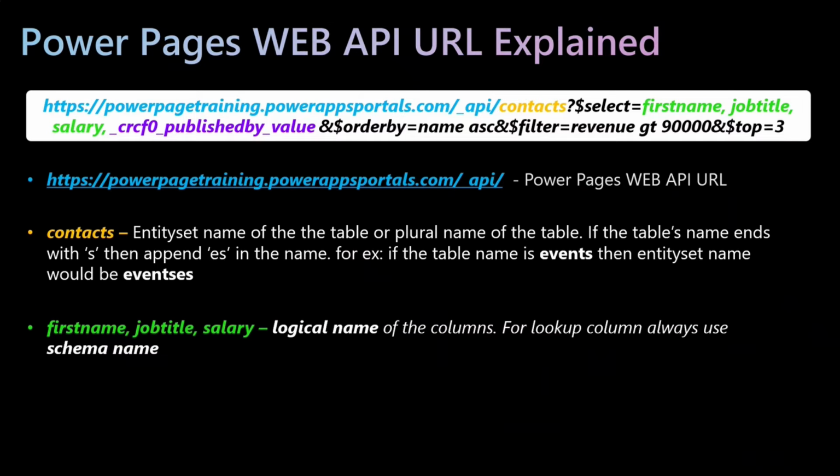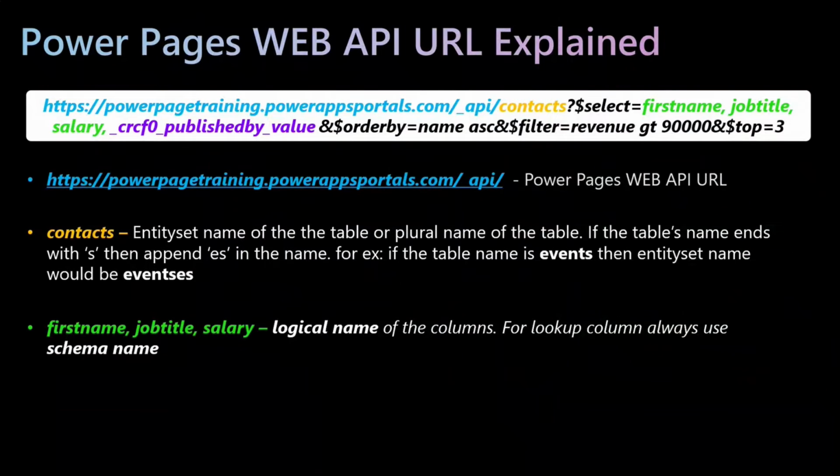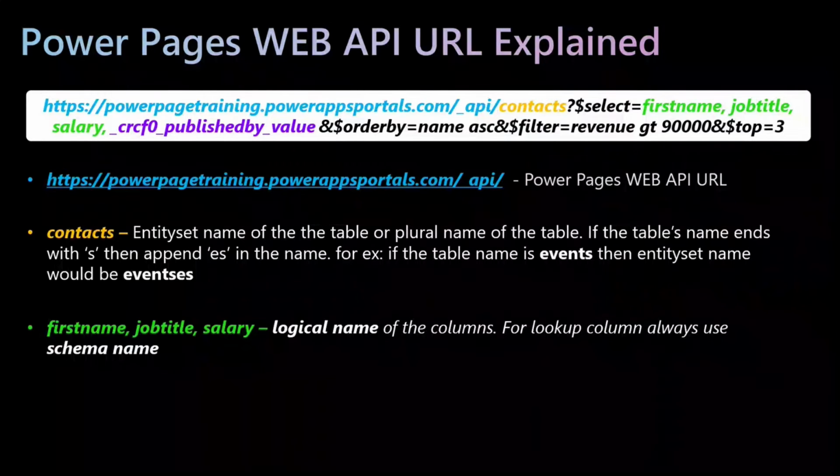Then the green ones, the first name, job title, and the salary, these are the logical names of your columns. For lookup columns, you always have to use the schema name. So these are some of the settings you need to keep in mind, and you always end up facing a lot of issues because you always use a logical name. But if you are using any lookup column in this list, you should use the schema name. I'm going to show that quickly in the live example as well.